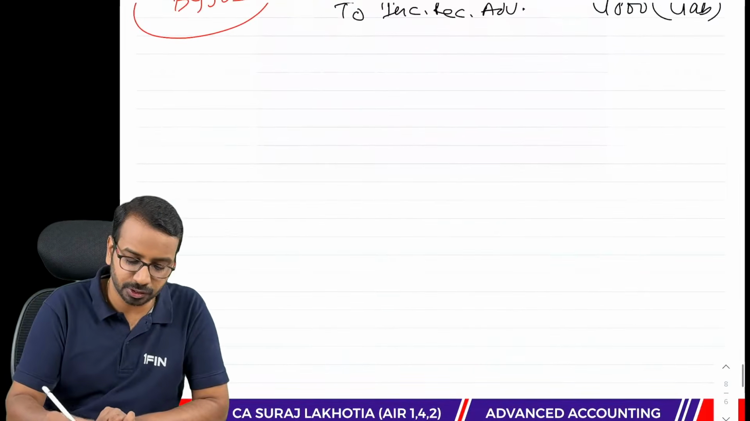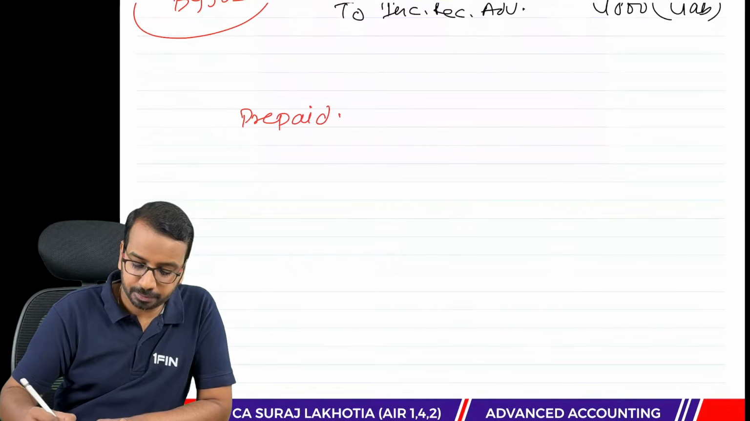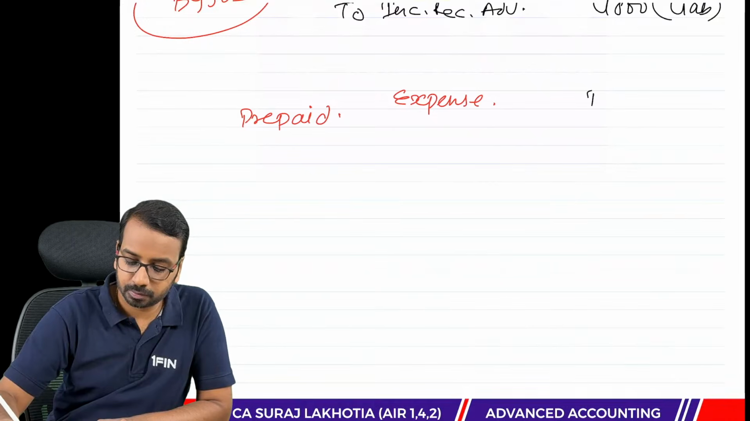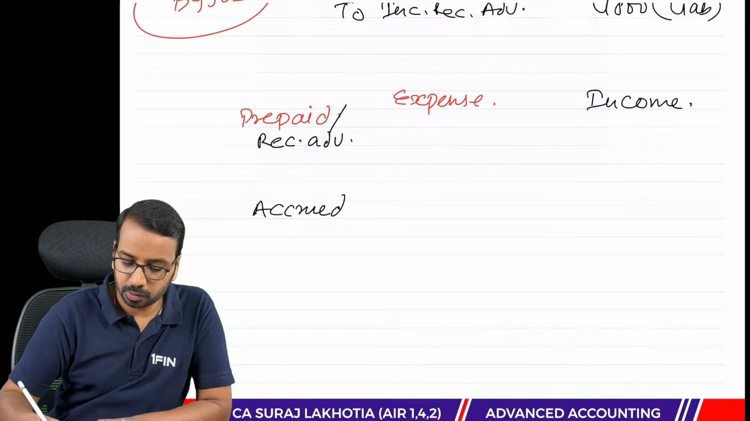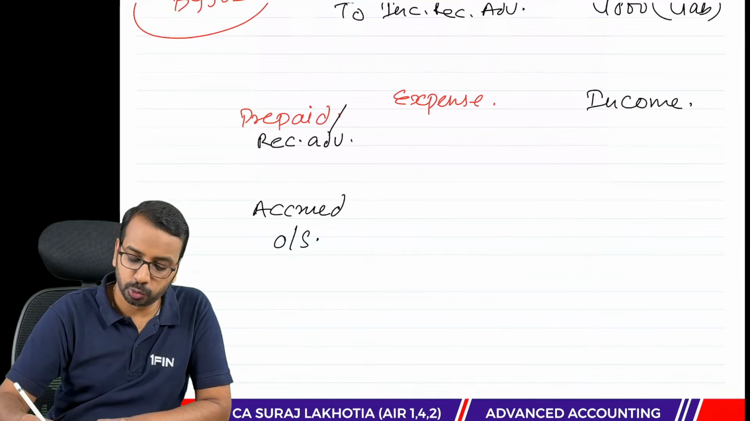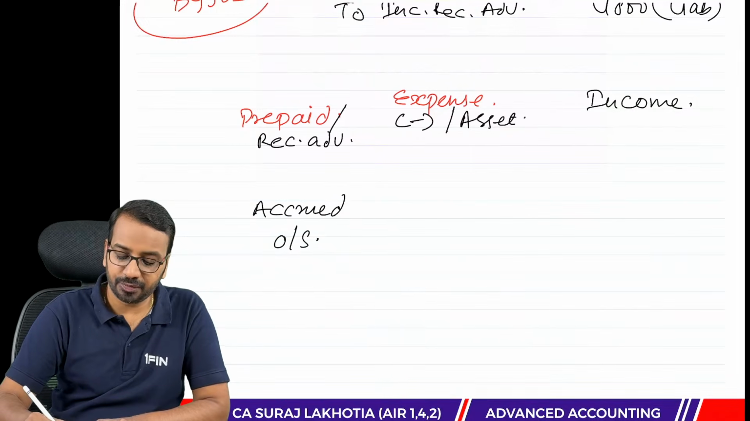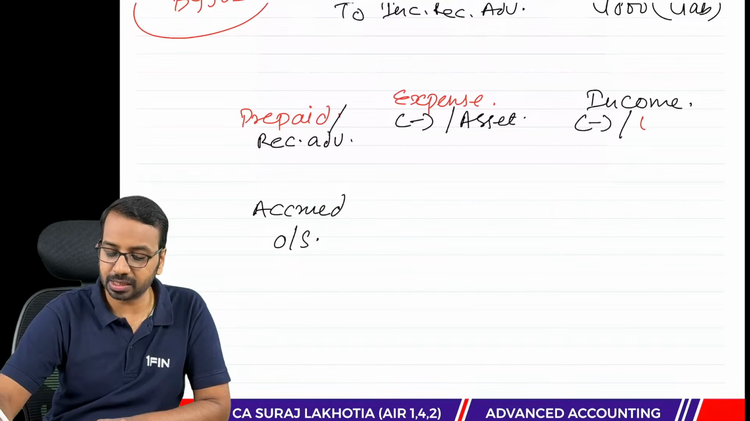So to summarize this discussion, you can have prepaid, there could be expense, and income. So prepaid or received in advance, accrued or outstanding. If it is a prepaid expense, what do you do? You will reduce from the expense and show it as an asset. If it is income received in advance, you will reduce from the income and show it as a liability.